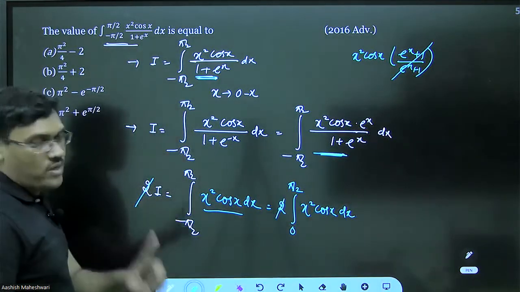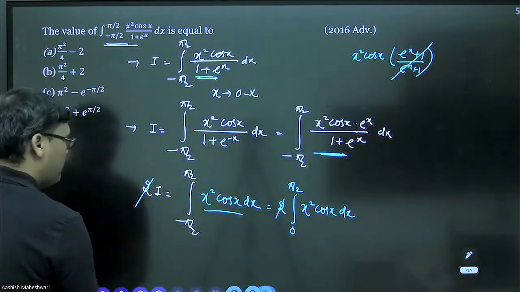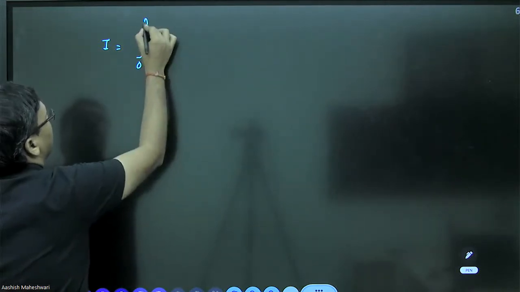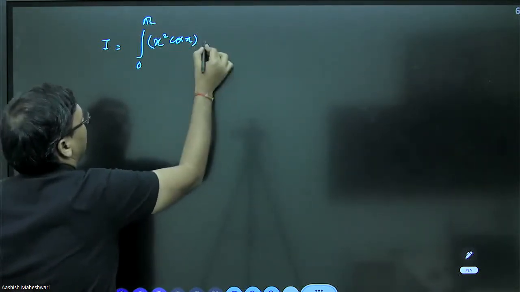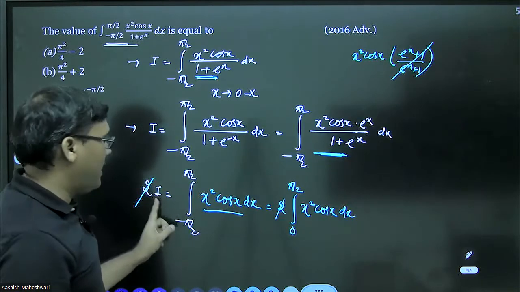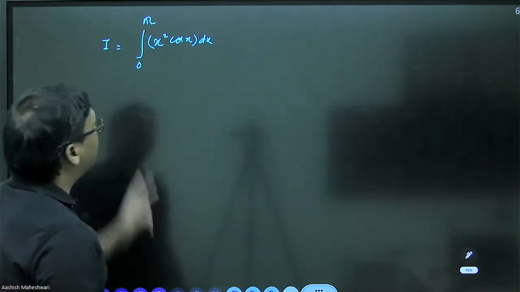So now our final question is, you have to find I, which is the integral 0 to pi by 2 x square cos x. You have to find this integral. You can check this: I is equal to integral 0 to pi by 2 x square cos x. Now how will you integrate this?